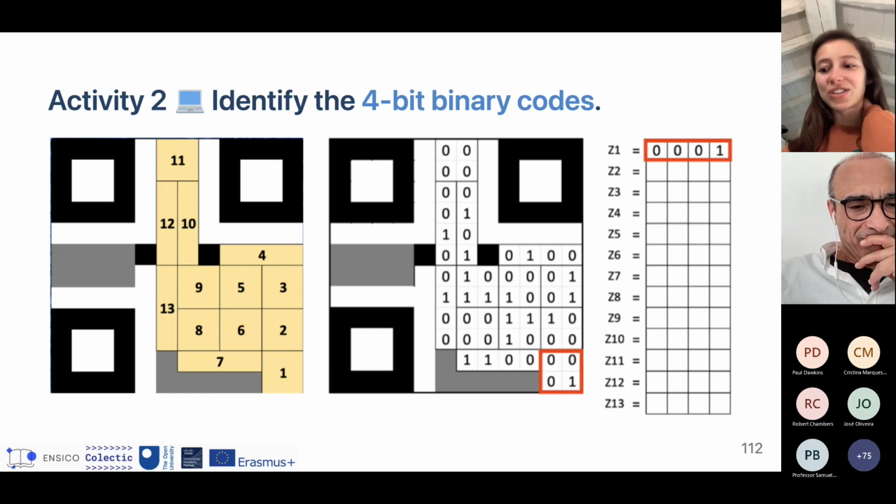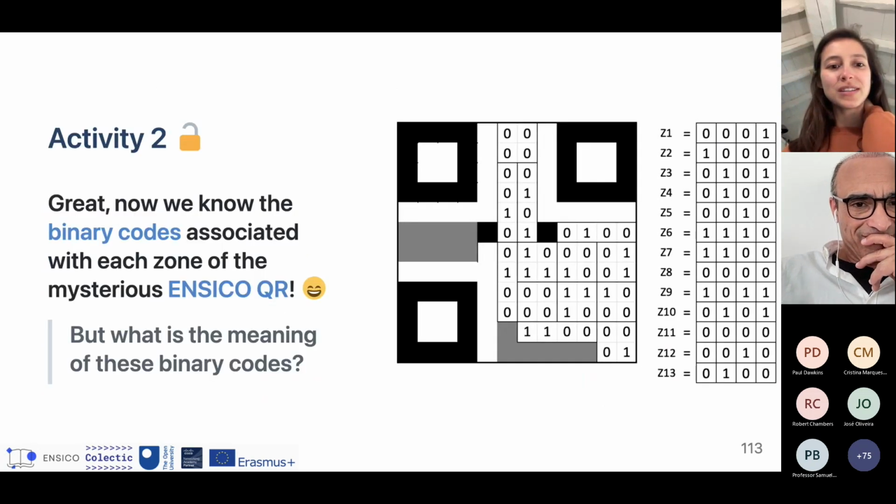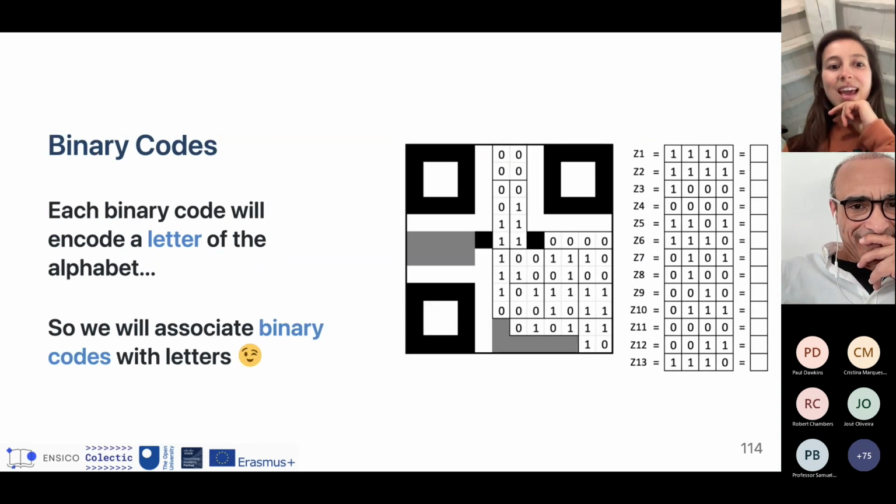Now the next question is, what is the meaning of these binary codes? Like, what does 1000 mean? Or 0010? How are we supposed to know what this is? And actually, each binary code is going to represent a letter of the alphabet.